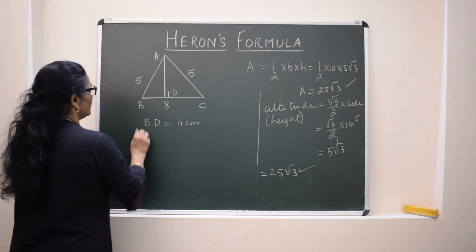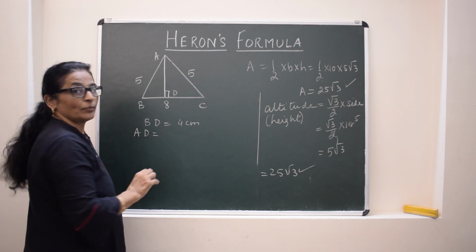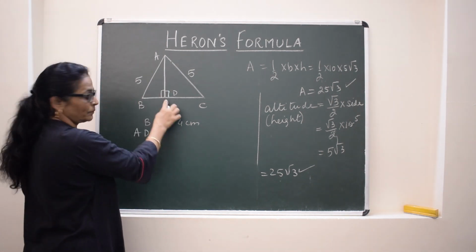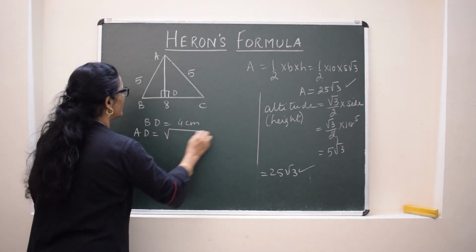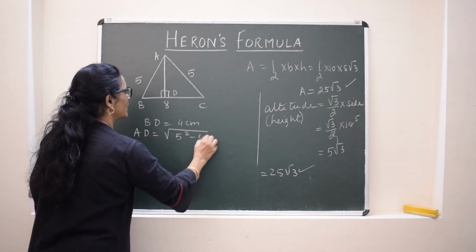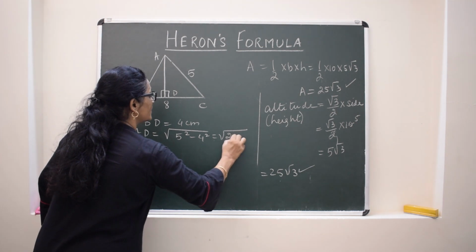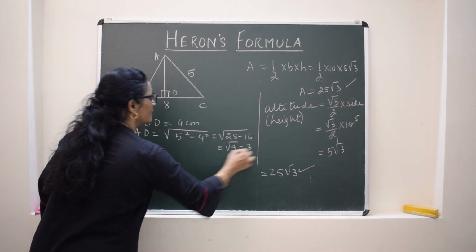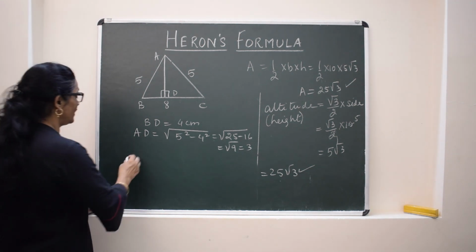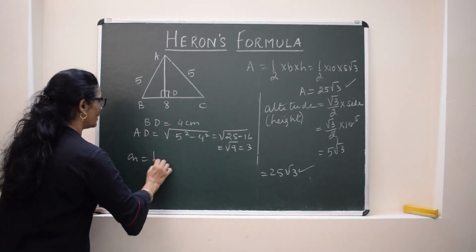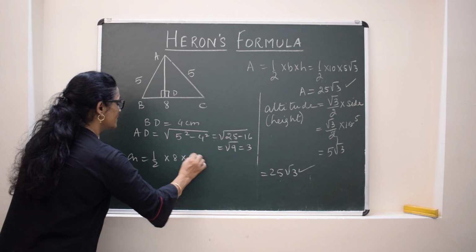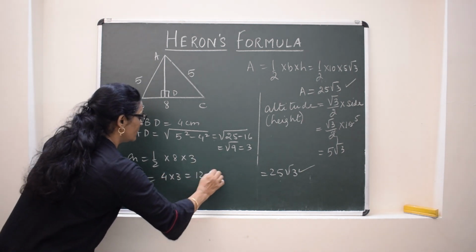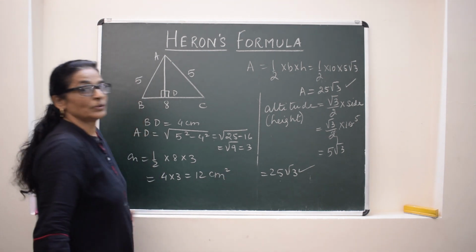So we can calculate AD with the help of Pythagoras theorem. In this right angle triangle ABD, AD will be equal to under root of 5 square minus 4 square. So that is 25 minus 16. So it is 3. So the area will be half into base into height. That would be 12 centimeter square.